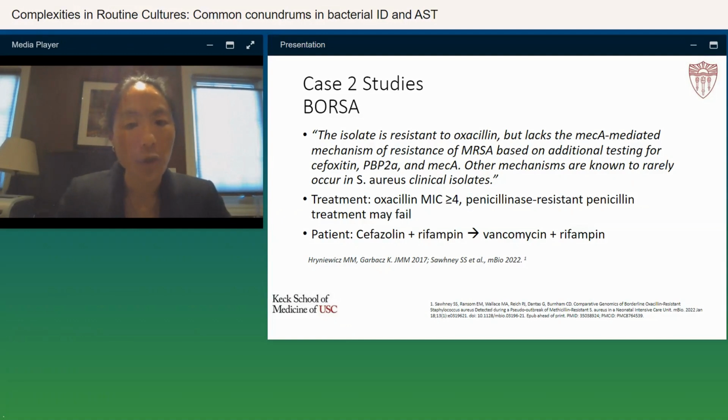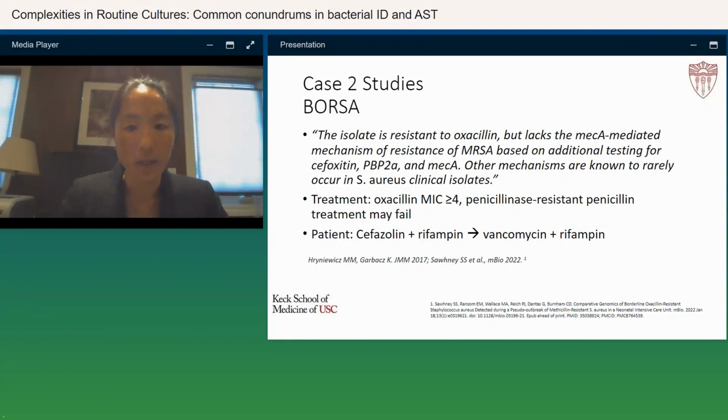Okay, so as far as treatment goes for BORSA cases, it's interesting in that studies have found that when the oxacillin MIC is 4 or more, in keeping with the breakpoint interpretations, that isolate is going to be more prone to not respond to penicillinase-resistant penicillin, so anti-staphylococcal penicillin treatments. So it is a good idea to avoid those when the MIC is 4 or higher for oxacillin, which was the case for this patient.